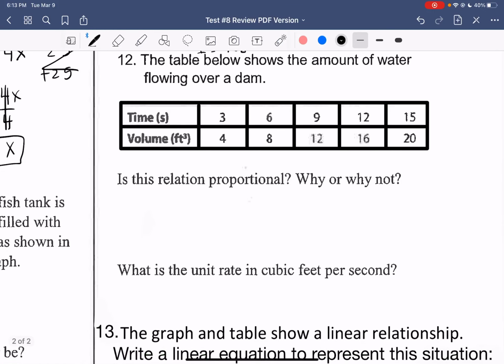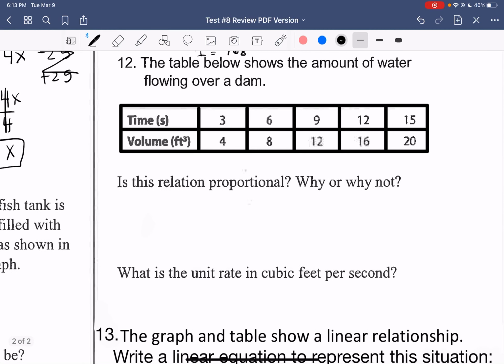All right, the table shows the amount of water flowing over a dam, in time and volume, and we're being asked if the relationship is proportional or not. In order to tell if it's proportional or not, there are multiple ways we can figure it out. It's proportional if each of our time and volume increases at the same rate.